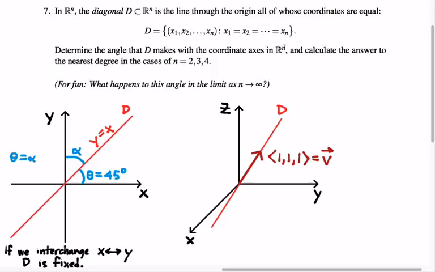And so if I'm going to find out what angle D makes with the x-axis, let's call that angle theta again. Now how do we do it? You might not have the usual sort of plane geometry to fall back on, so how does it work?